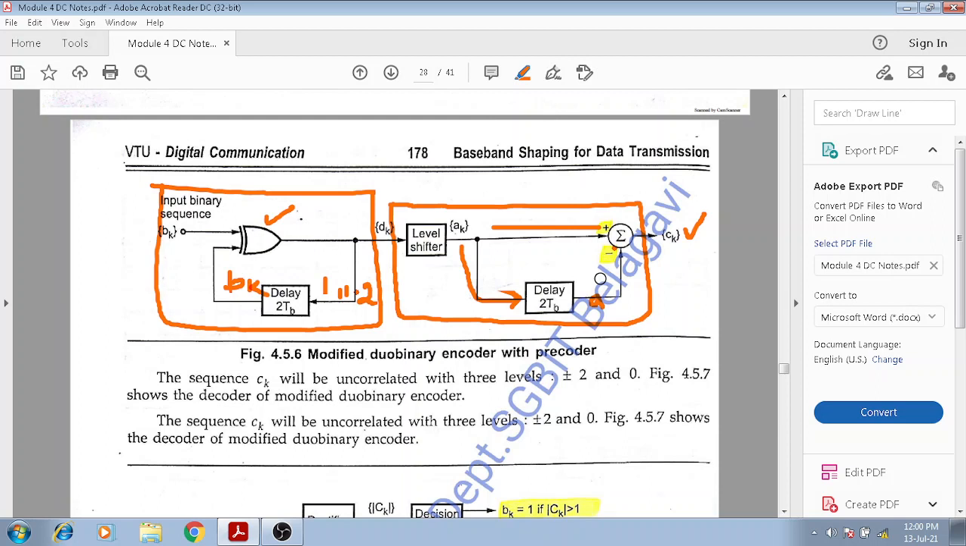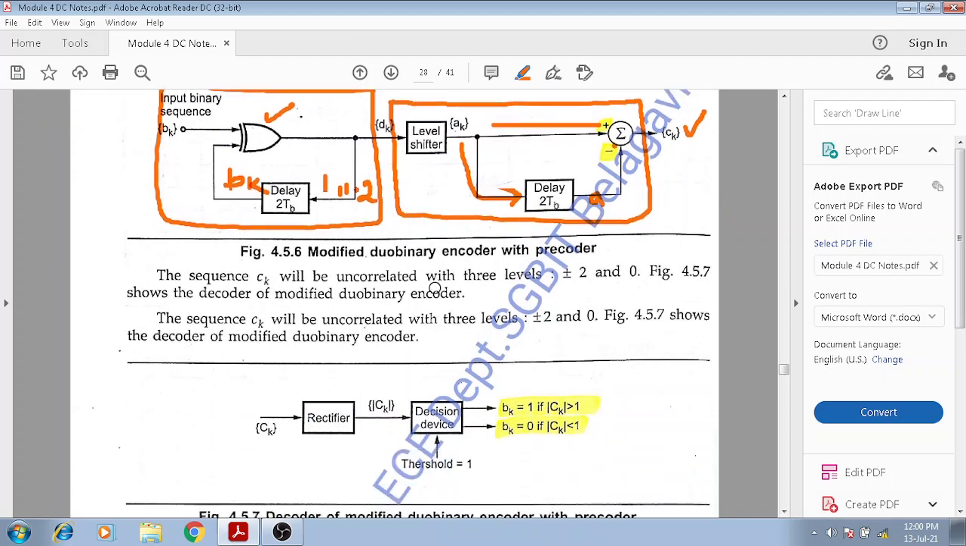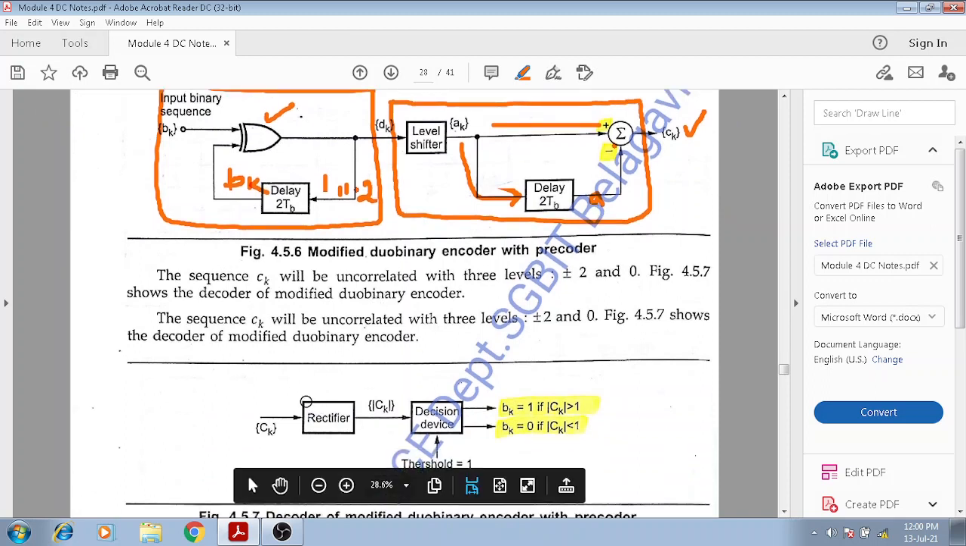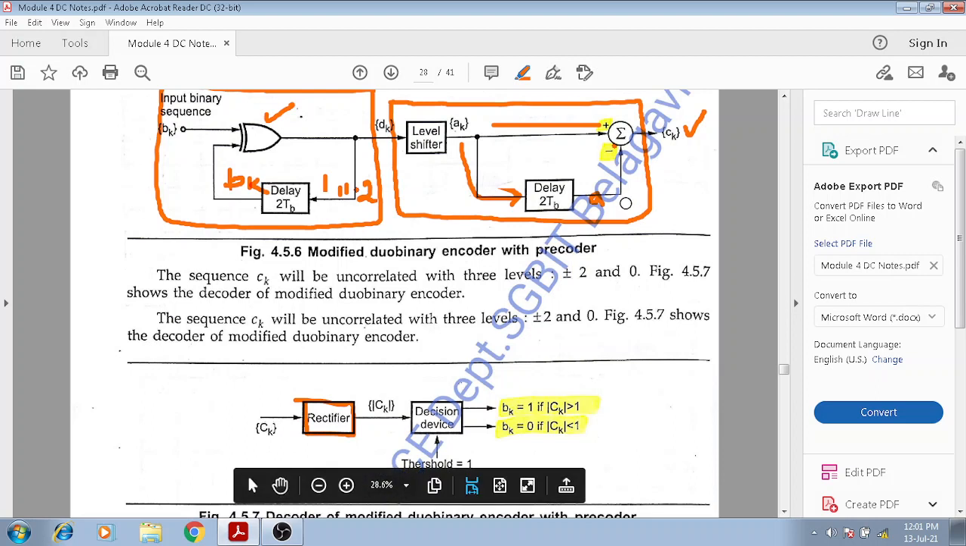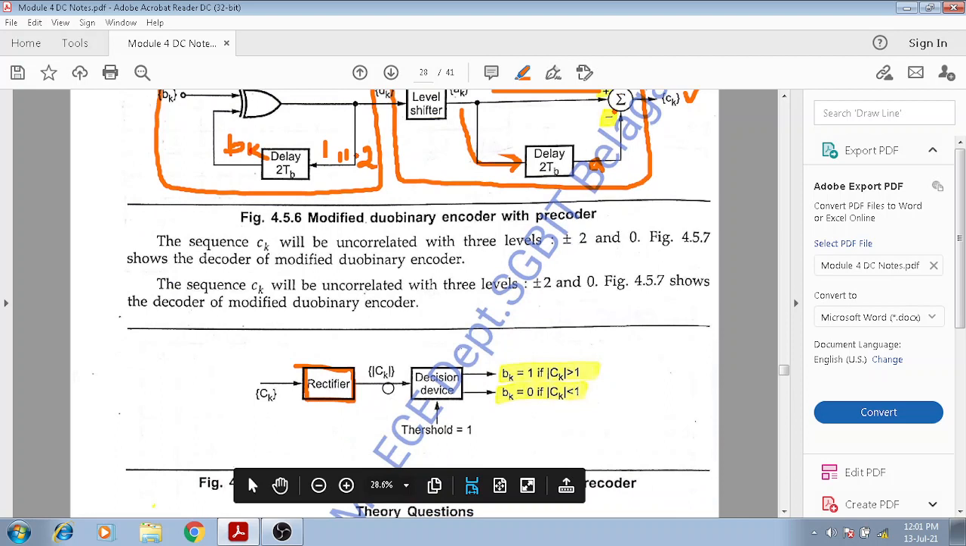And coming to the decoder part, here a rectifier is used. Why is this rectifier used? It will consider only the positive values. It works as a magnitude calculator. It will take only the absolute value. So CK, which is the received signal, is the input given to the rectifier, and it will calculate the absolute value, and this absolute value is given to the decision device, where it gets compared with the threshold value equal to 1.